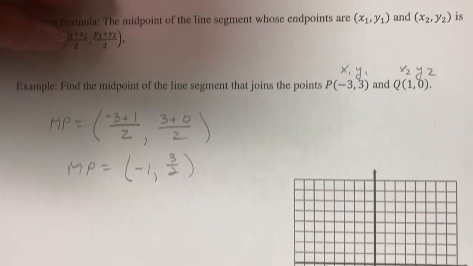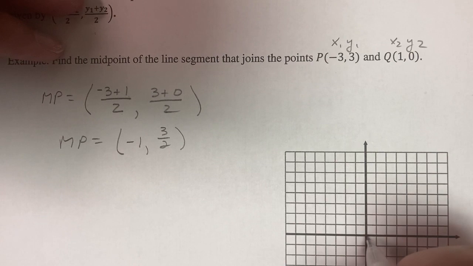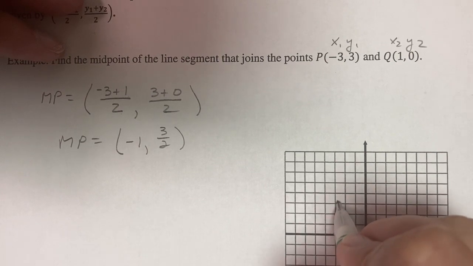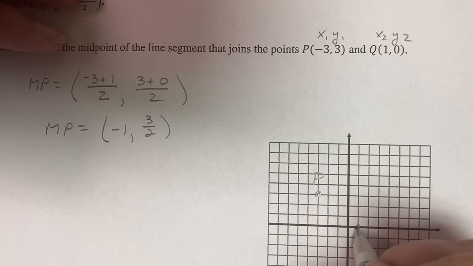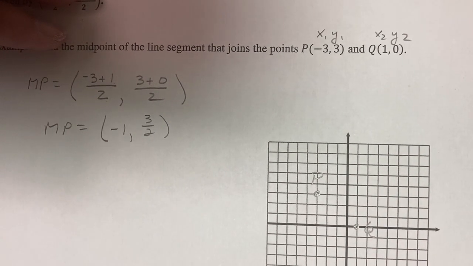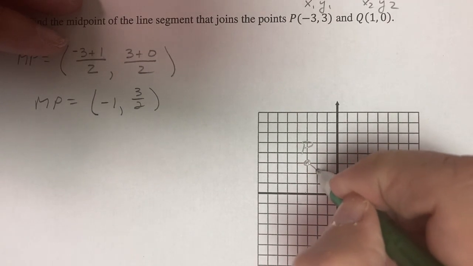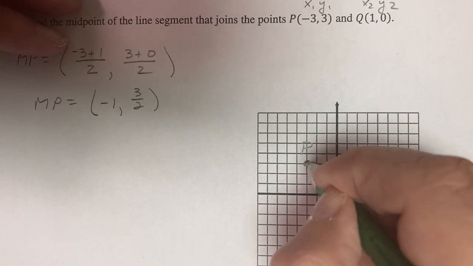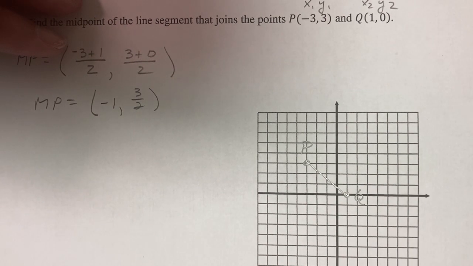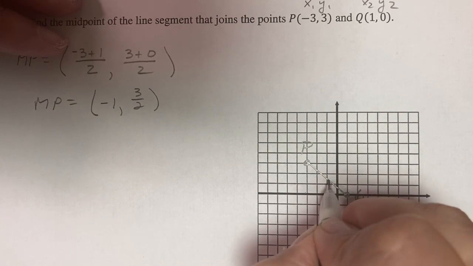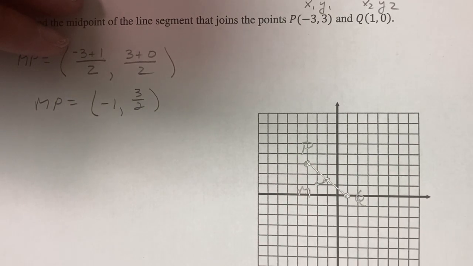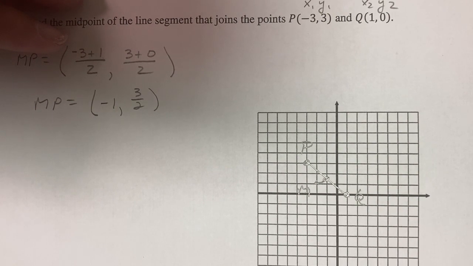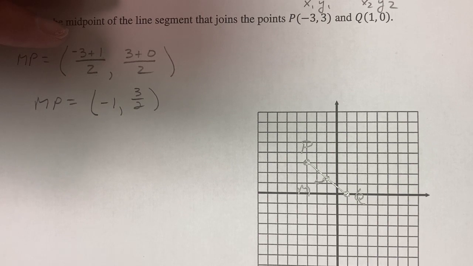I have the graph here just so you could see a visual. If I have the point -3, 3, let's say that's P, and the point 1, 0, that's Q. If I look at the segment that joins those two, it says that the midpoint, or the point right between those, is -1, 1.5. Do you see that that's right there? We'll call it M. And it is exactly halfway between. So there's the midpoint formula.